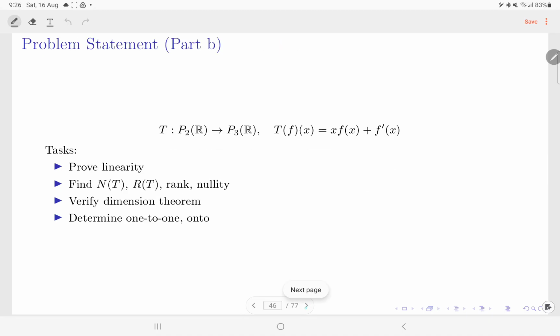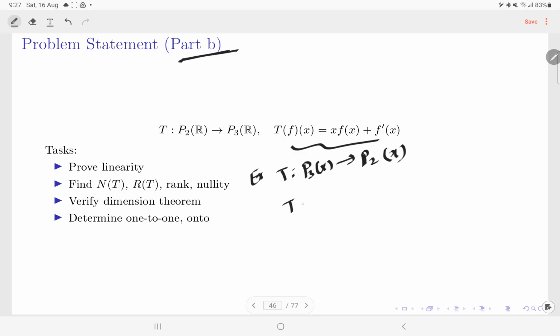Let's move forward. Okay, this is your part B. How can you solve this problem? Let me give you an example for this one. Let's say the transformation is given from polynomials of degree at most 3 to polynomials of degree at most 2, and the transformation is given as T of p(x) gives the derivative of this function. This is the transformation you have been given.